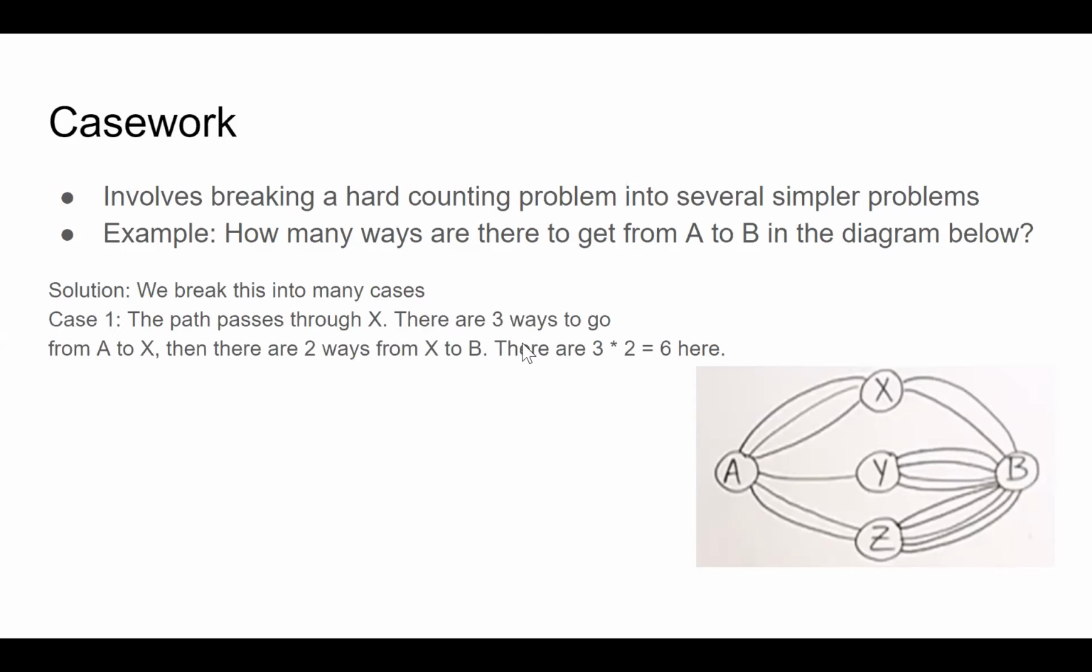So the first case, it passes through X. First of all, there are 3 ways to get to X. So we have 3. And then if you want to go from X to B, there are 2 ways to go to B. So that gives 6.